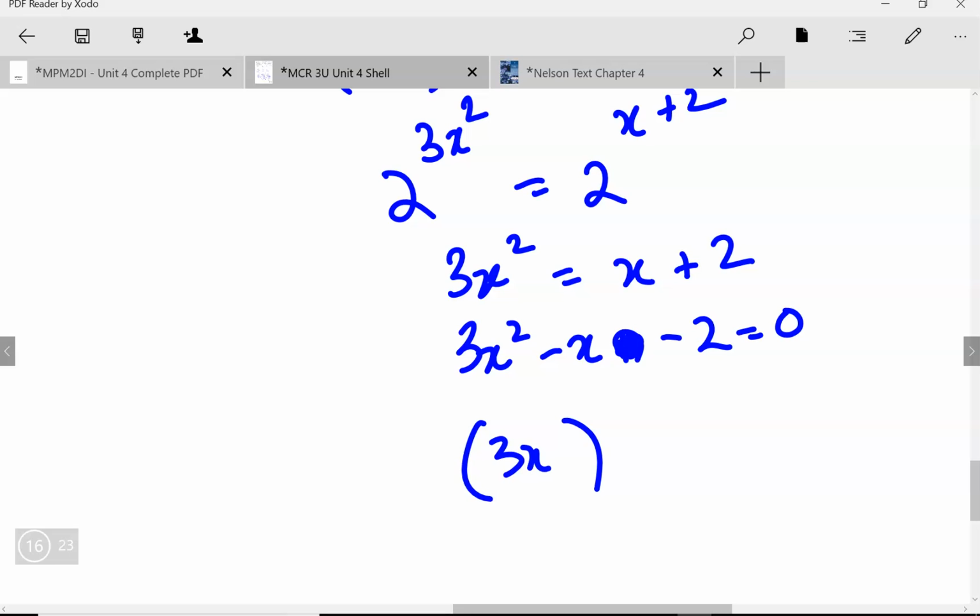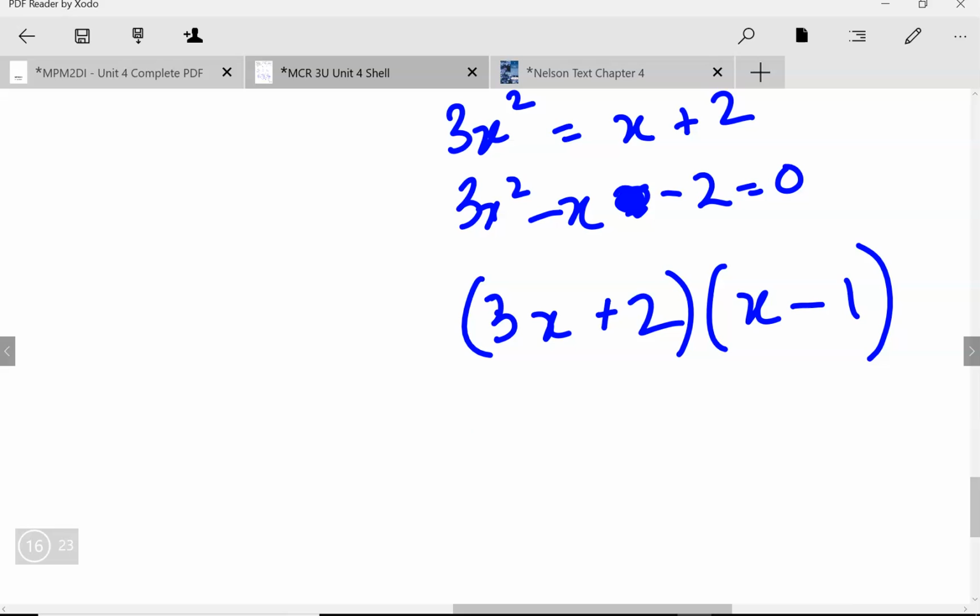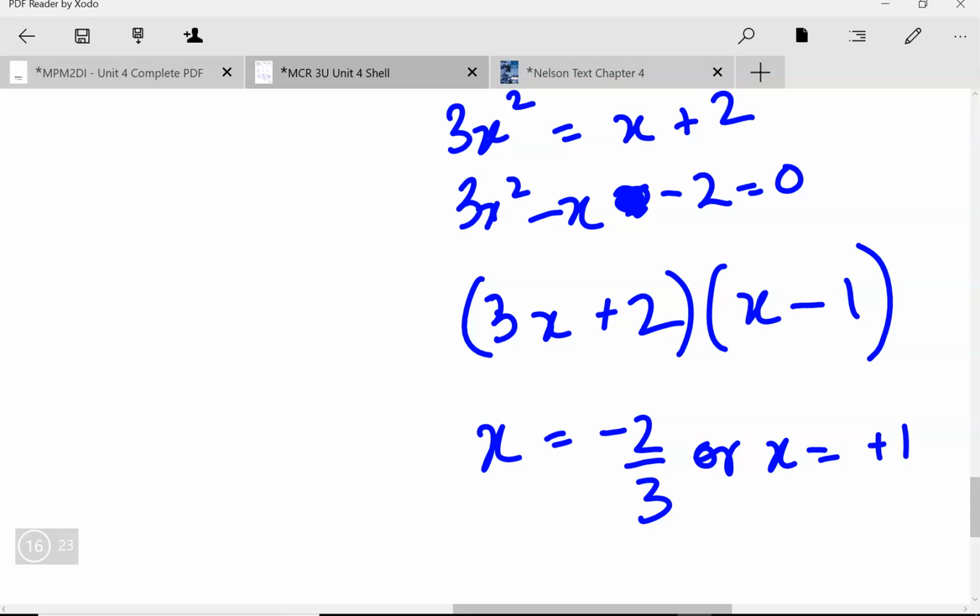So you'll see here that 3 is a very nice number. So I need this to add to negative 1. So 3 times negative 1, 2, I think would work. And therefore, solving for x means x equals negative 2 over 3 or x equals positive 1. These are my answers.